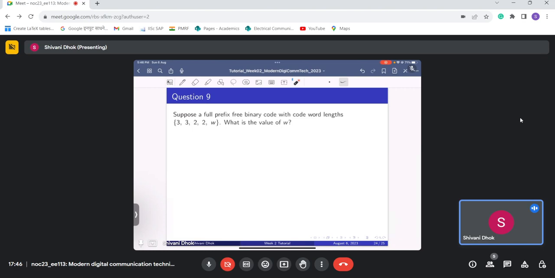This is the second last question that I'm planning to take today. So here what we have been given is, suppose a full prefix-free binary code with code word lengths as given can be formed, then what is the value of W? What we have been given is that a full binary prefix-free code can be found with the given lengths, which means that these lengths satisfy the Kraft inequality with strict equality.